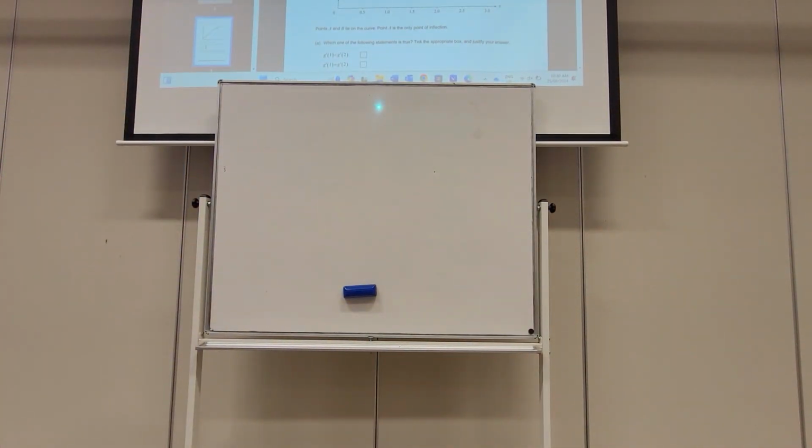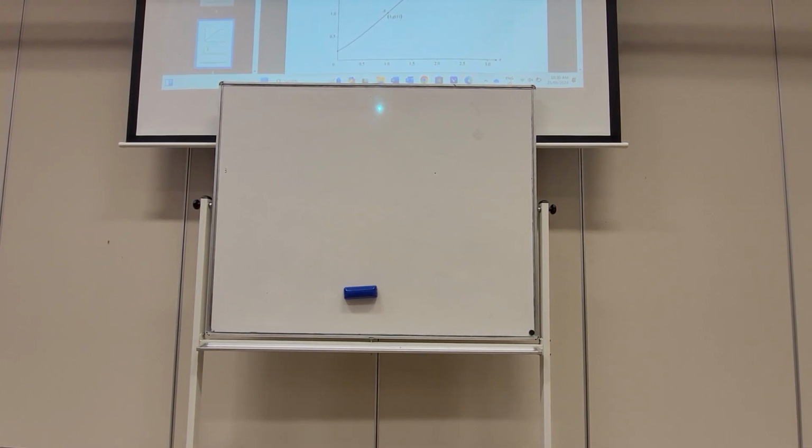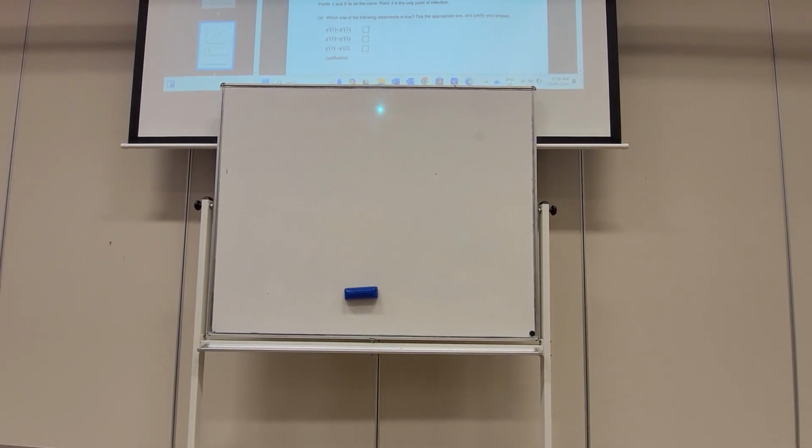So, what we have here is points A and B lie on the curve of g of x between 0 and 3. Point A is the only point of inflection. Okay, so what that means is before point A we can see it's concave up, and after point A we can see that it's concave down.